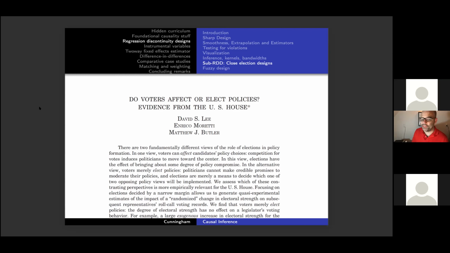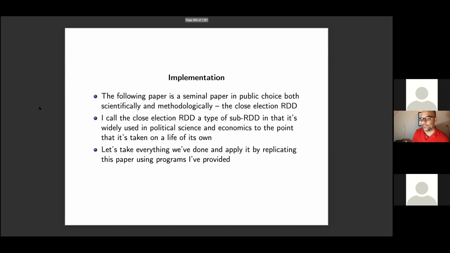It's called "Do Voters Affect or Elect Policies? Evidence from the United States House." It was published in the Quarterly Journal of Economics by David Lee, Enrico Moretti, and Matthew Butler. So it's a very important paper. It's a very important empirical paper in the field of public choice, because it establishes some facts about how democracy works and how legislators behave. But it also created the close election design of an RDD.